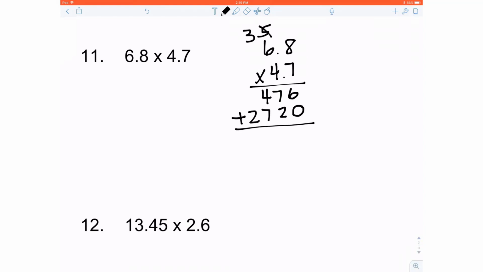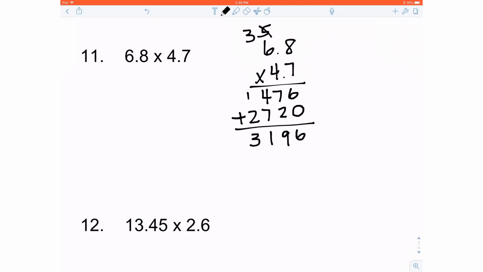So now that we've done that, we're going to add everything. Notice I haven't used my decimal points yet, okay? I'm kind of ignoring them for now. But there will be a moment where we will use them, so don't worry. So now 6 plus 0 is 6. 7 plus 2 is 9. 4 plus 7 is 11, so I'm going to put a 1, carry a 1. 1 plus 2 is 3. So 3196. Now that we've done that, we're going to go back and take a look at the decimals, okay?